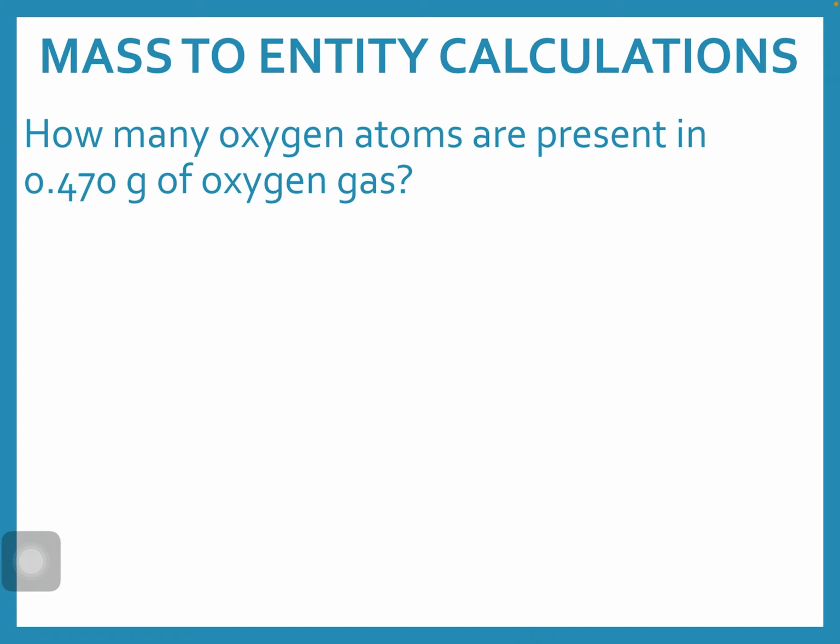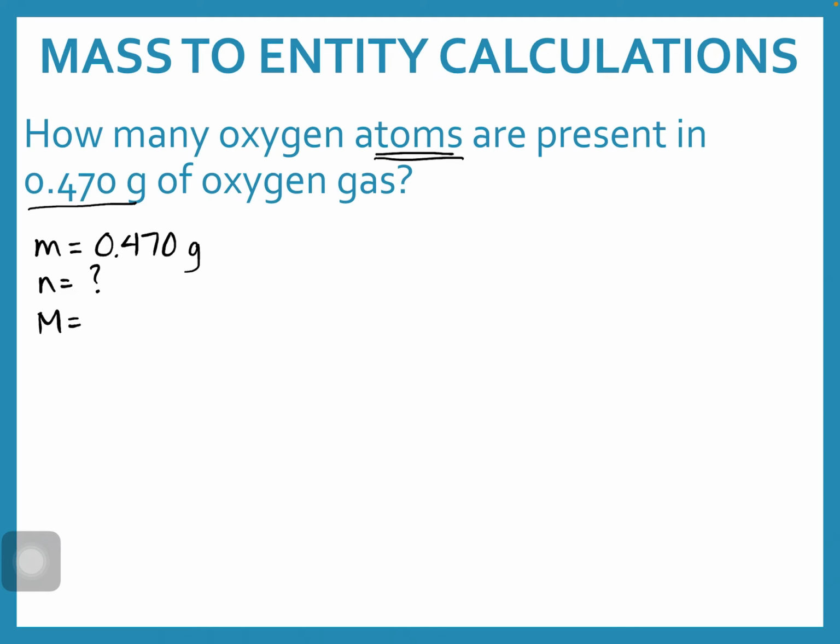How many oxygen atoms are present in 0.470 grams of oxygen gas? That is a mass. How many oxygen atoms? So we want a number of atoms. That I can figure out if I know how many moles I have. So I need to calculate my number of moles, and I can use my molar mass.